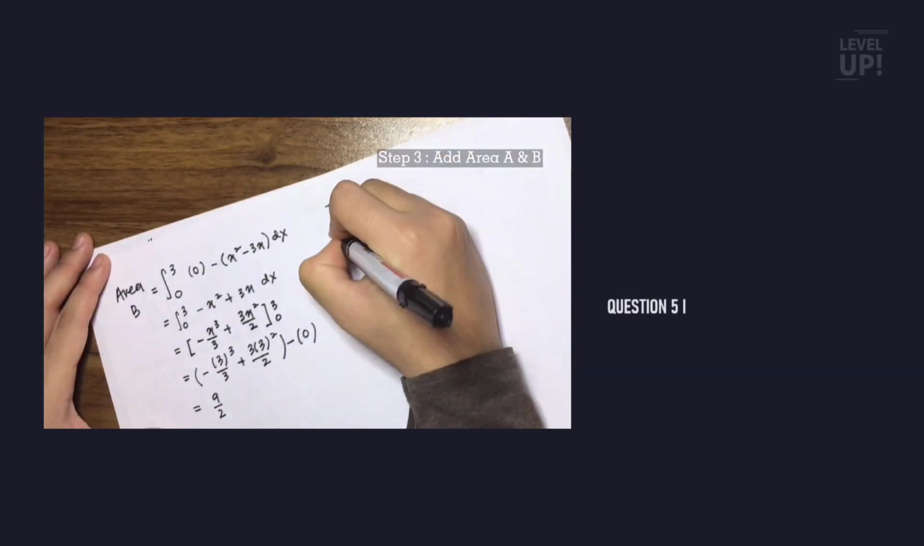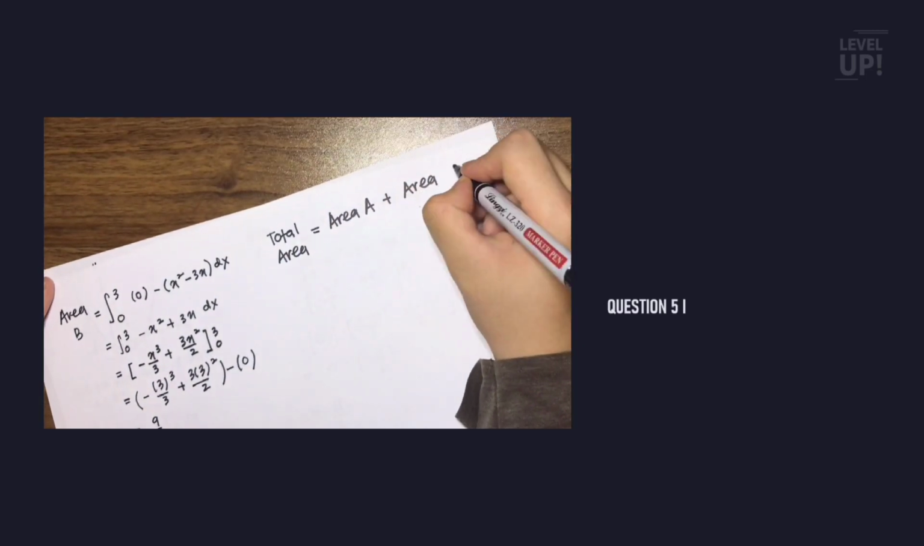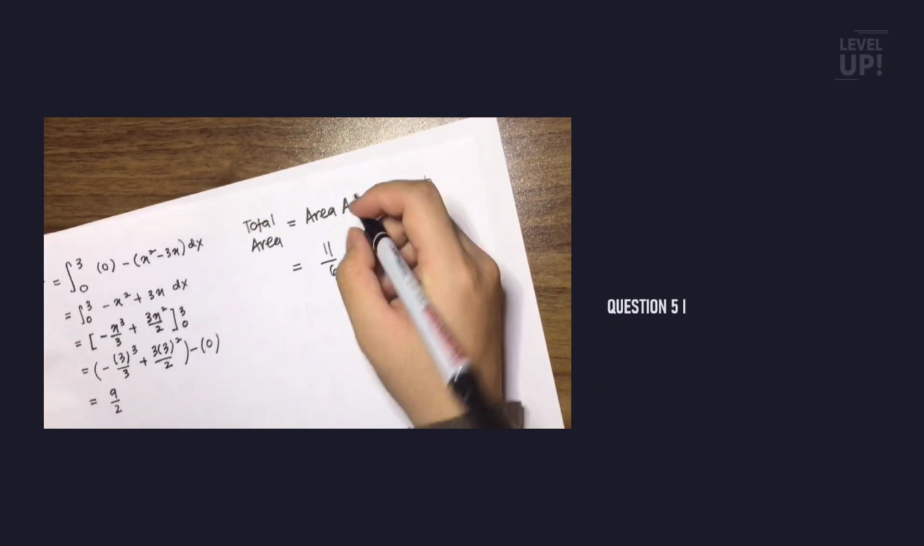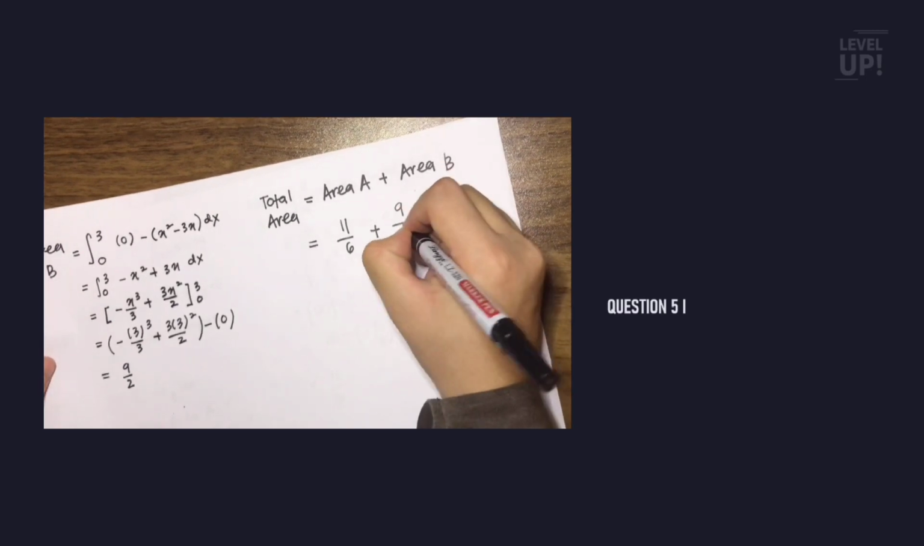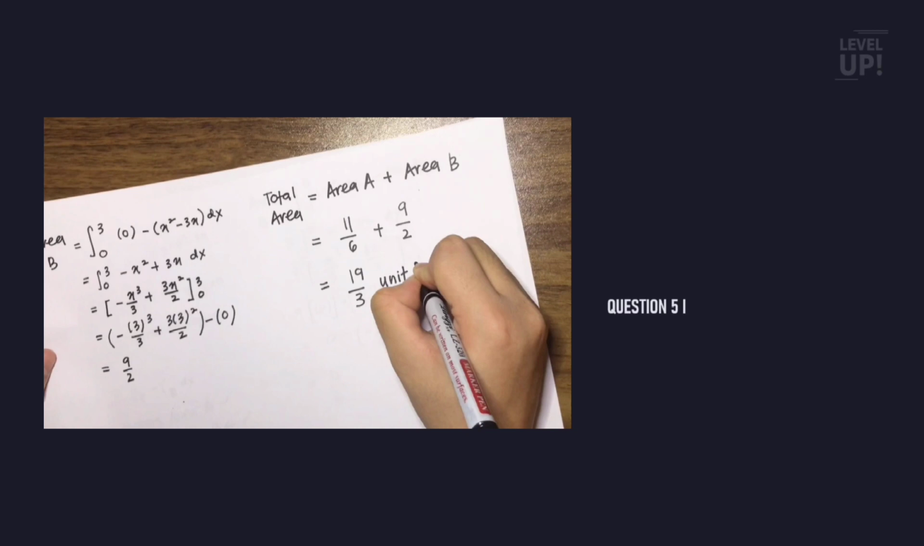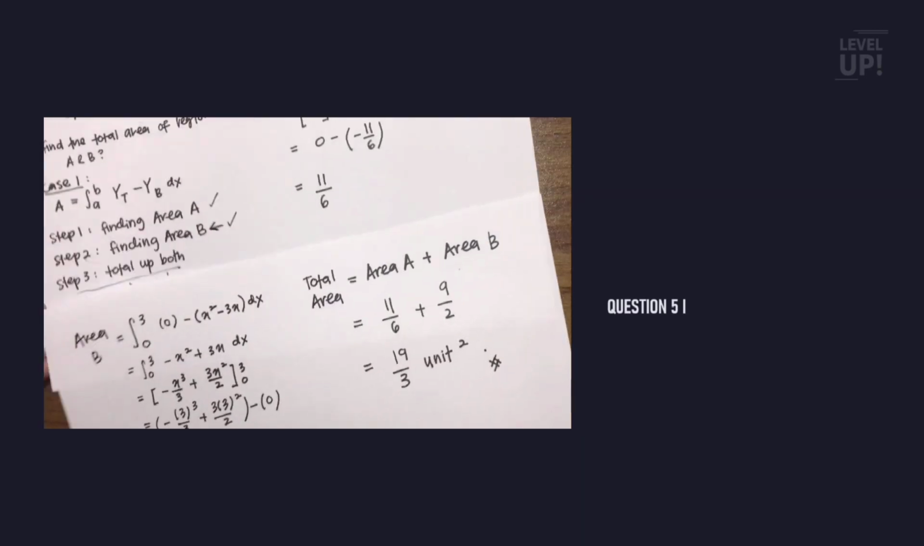The last step is step 3, to total both area A and area B. Area A is 11 over 6 and area B is 9 over 2. Adding that, we get 19 over 3 unit squared, and that's the final answer for question 5, 1 Roman.